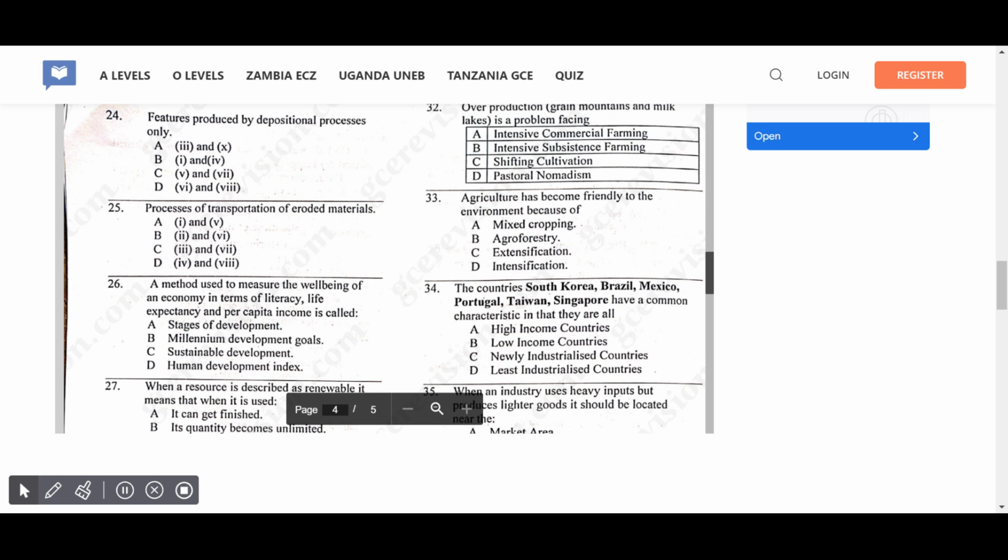Question 26. A method used to measure the well-being of an economy in terms of literacy, life expectancy and per capita income is called... The answer is A, which is stages of development.